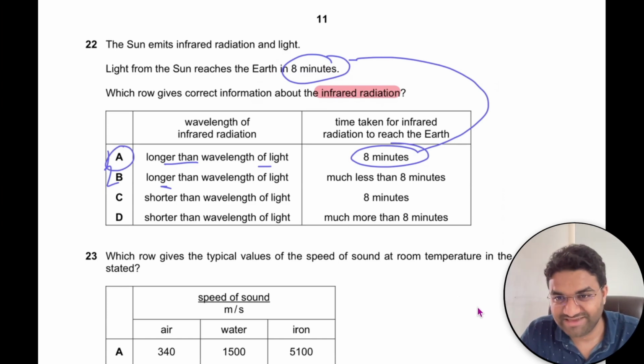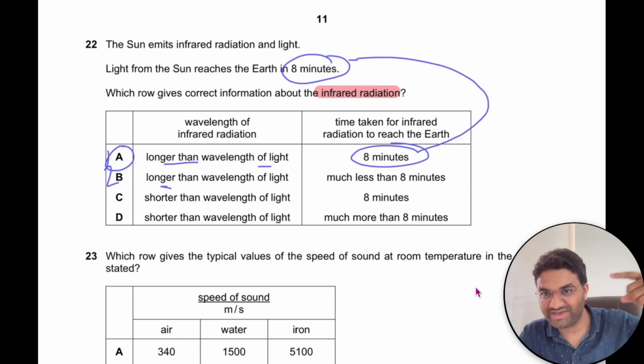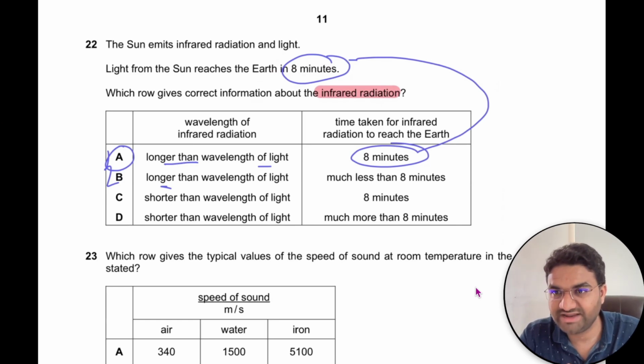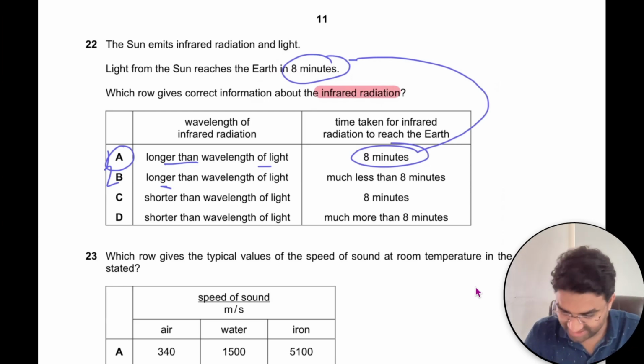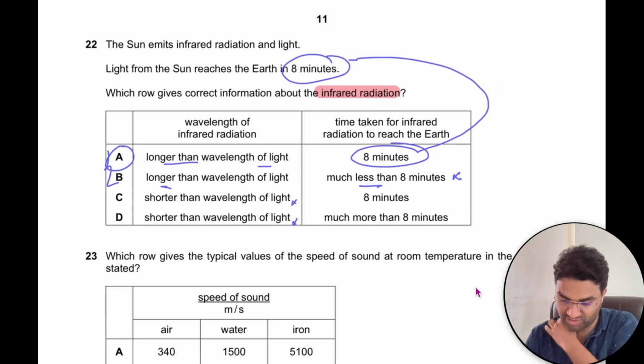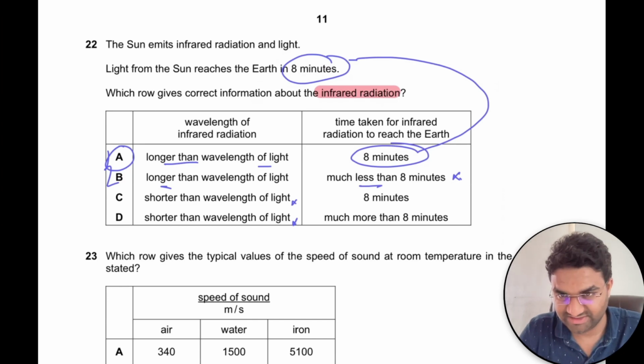So just keep in mind that you have to be aware of what you are reading, and what you are getting from the question as well. Infrared radiation has a longer wavelength, and since it travels at the same speed as the speed of light, it takes the same time to reach the earth. The second option, much less than, is not correct. The third, shorter wavelength, doesn't make sense. And again shorter wavelength, much more than 8 minutes, also doesn't make sense.